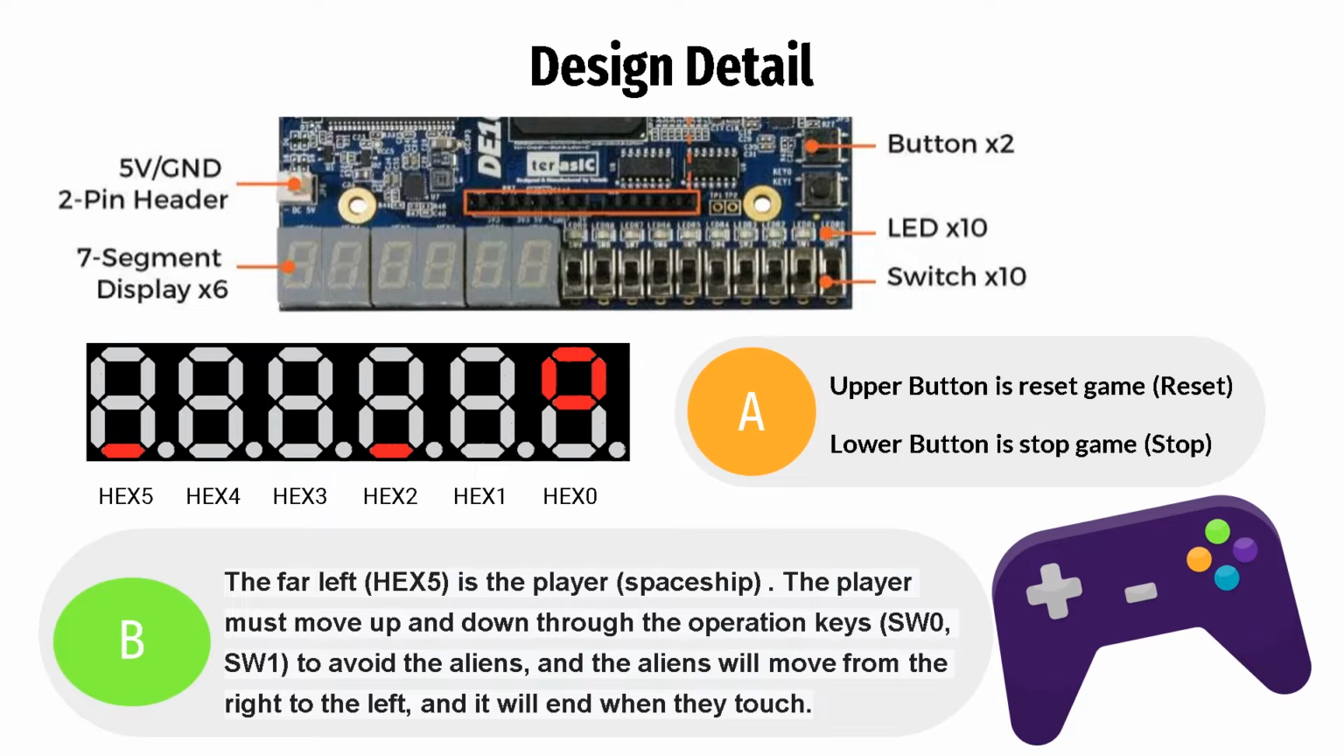First, the upper button is reset game, and the lower button is stop game. Second, the far left X5 is the player. It's called the spaceship. The player moves up and down through the operate keys SW0 and SW1 to avoid the alien. The alien will move from the right to the left, and the game ends when they touch.